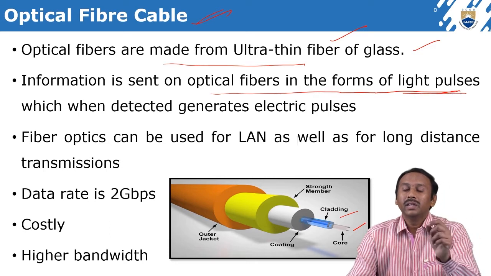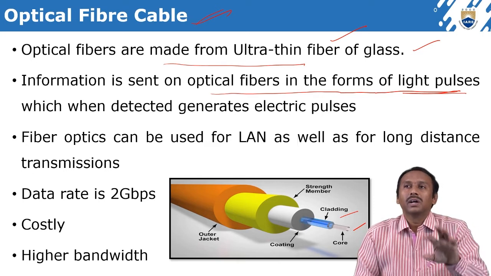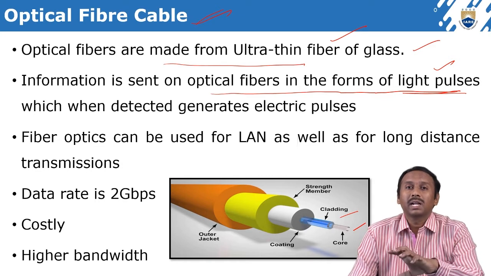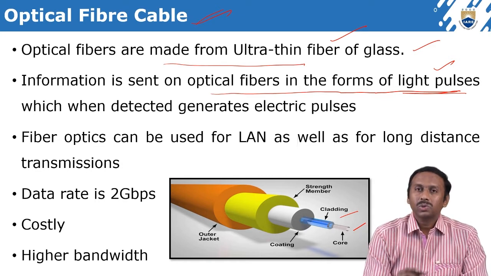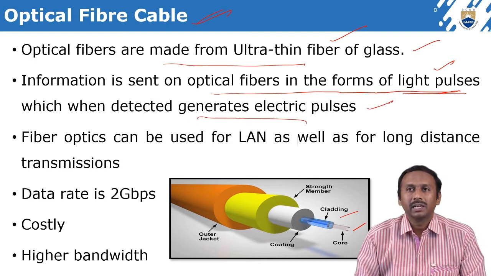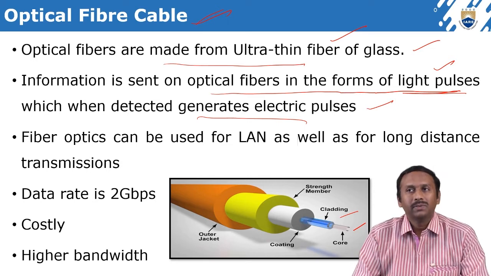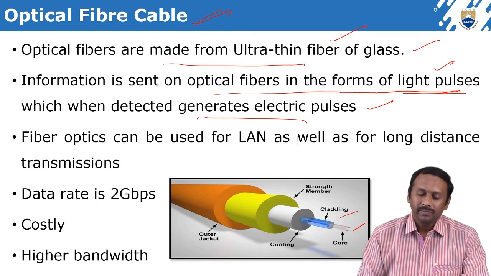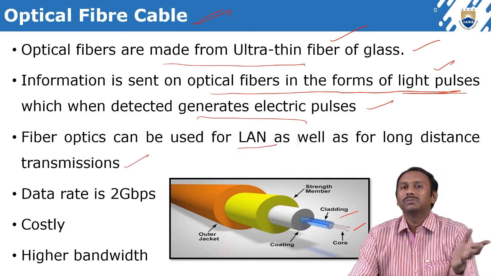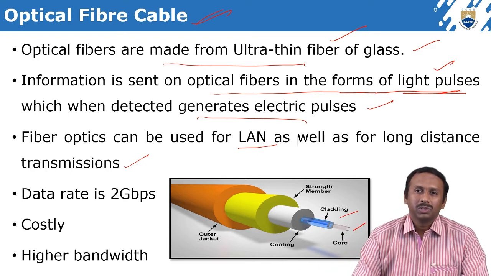How the data is going to be transferred here: the data or signals are converted into light pulses, and these light pulses are transferred from the source to the destination path, which generates the electrical pulses. And fiber optic can be used for LAN as well as for long distance transmission. So we can use it in LAN as well as whenever we plan to transmit data over a long distance, fiber optics is one of the best options.